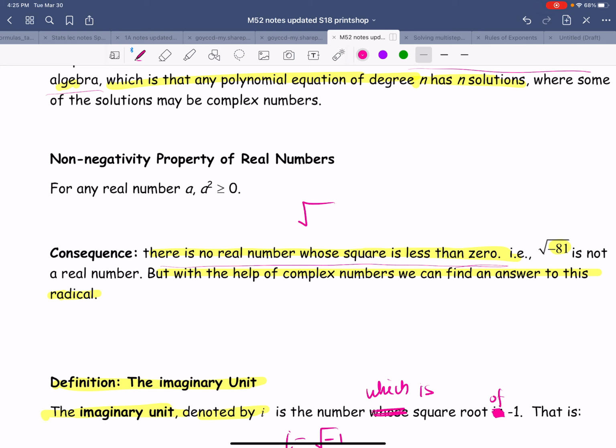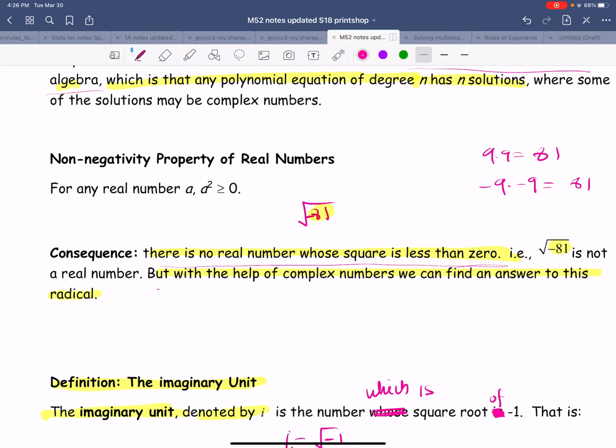We know that there is no real number which multiplied by itself will give me -81, because 9 times 9 gives me +81, and -9 times -9 also gives me +81. The square root of a number is the number which multiplied by itself gives you that radicand. So in this case, there is no real number that multiplied by itself will give me -81.